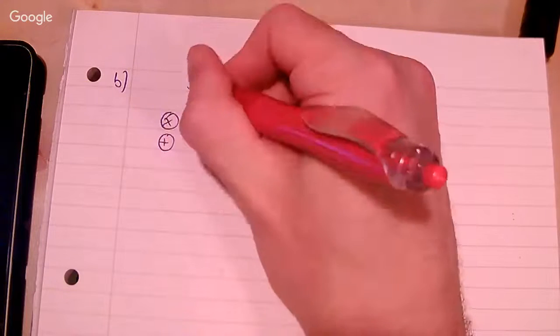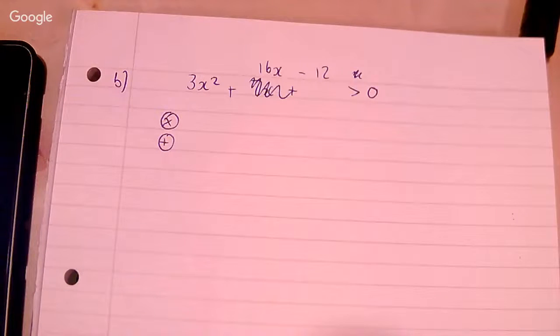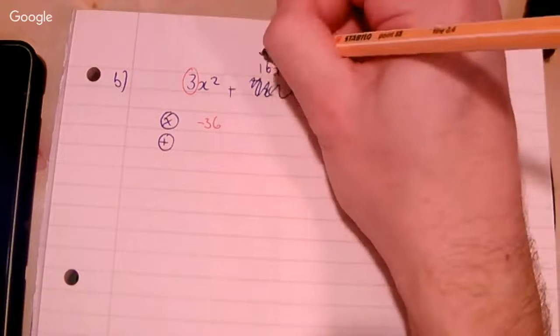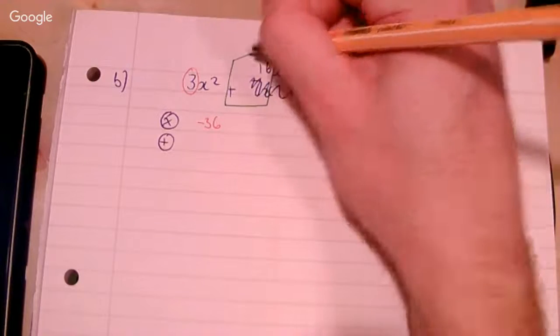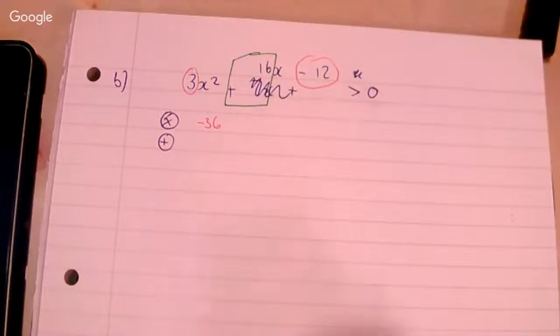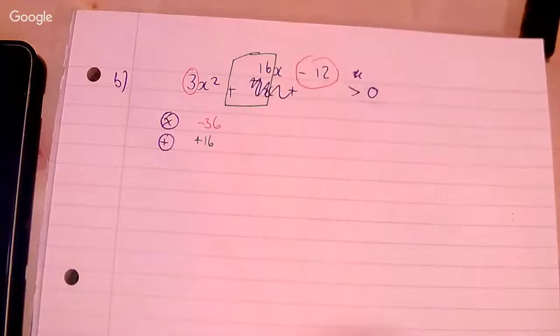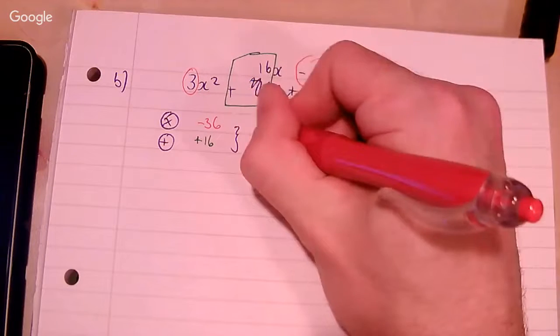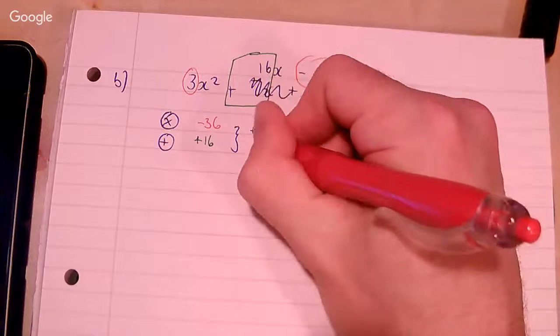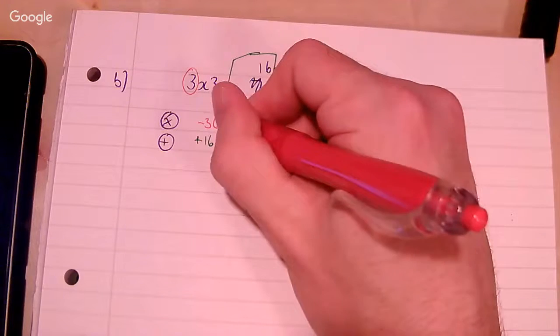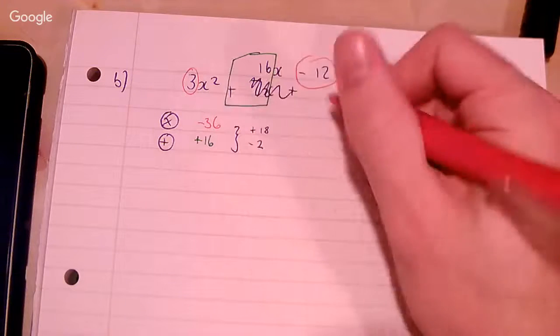The way we do it is that we do 3 times by minus 12 to get minus 36. And then it must add to whatever this number here in front of the x is, so positive 16. So think of a pair of numbers that times together to give me minus 36 and add to plus 16. So for me, that is plus 18 minus 2. And just double check. Yep, that makes minus 36. Yep, that makes plus 16.